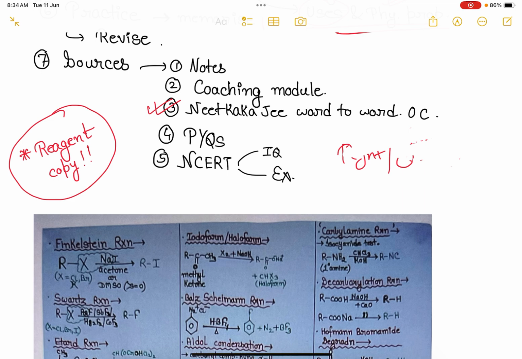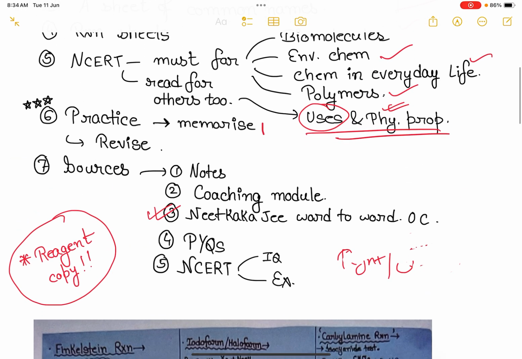Okay. And the last point I mentioned, NCERT. That was the previous NCERT I mentioned, that was for the theory part.